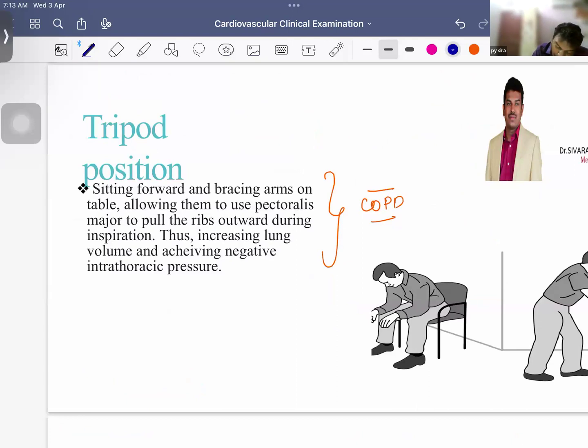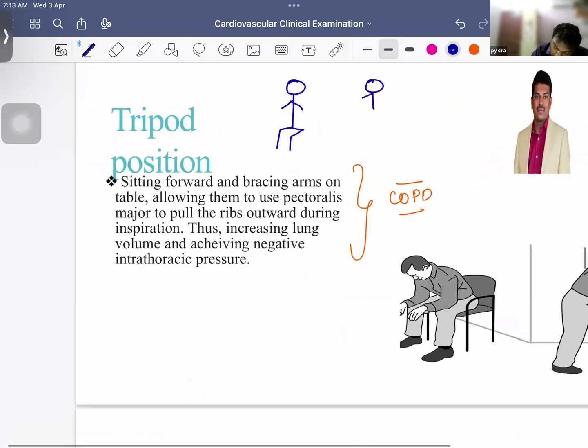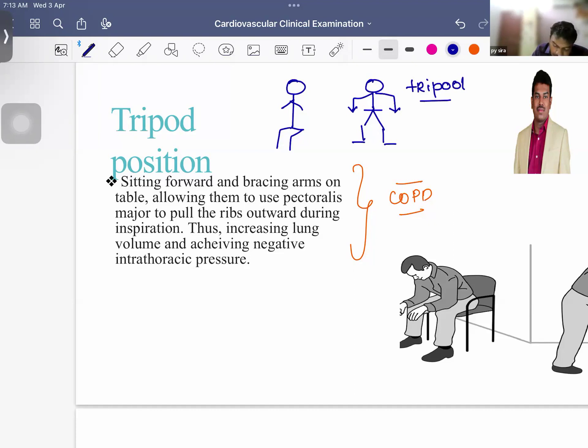The first one is tripod posture. A patient normally sits like this, but here he will sit and hold the handle of the chair like this. This is called tripod posturing. Why is it important? Tripod posturing fixes the diaphragm, thereby it increases the expiration time and helps in CO2 washout. Whether the CO2 gets washed out or not is another story, but it helps in CO2 washout. This is called tripod posturing.